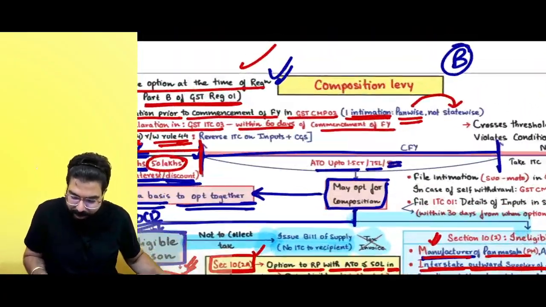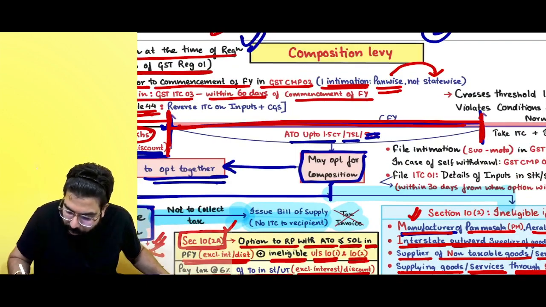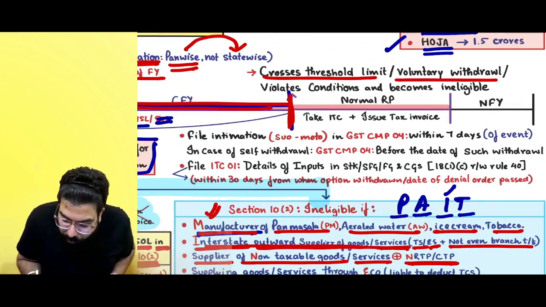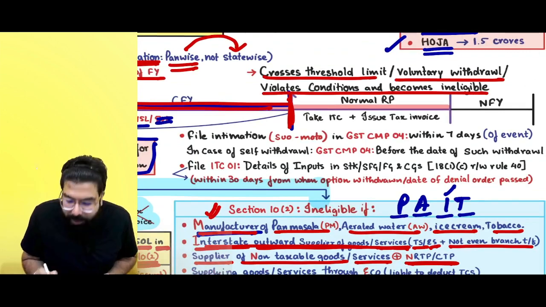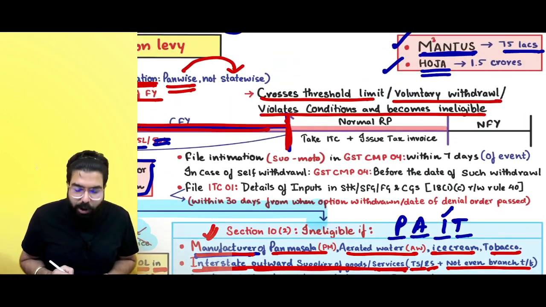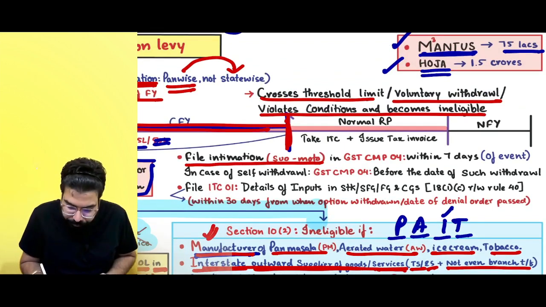Everyone listen to me very carefully. You were carrying on the composition scheme. Sir, what if in between the year I cross the threshold limit? Sir, what if in between I want to voluntarily withdraw? Sir, what if I violate some condition? Then they are telling, sir, if you voluntarily want to withdraw, then you have to file an intimation, suo motu.